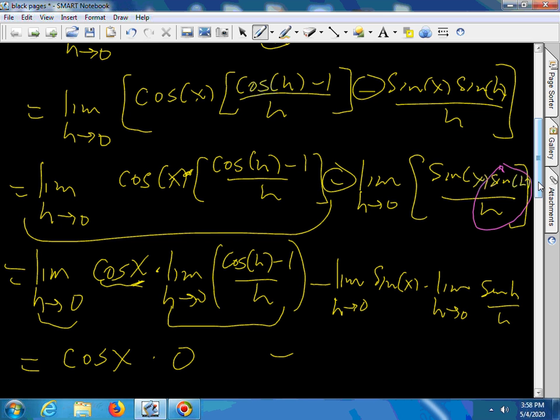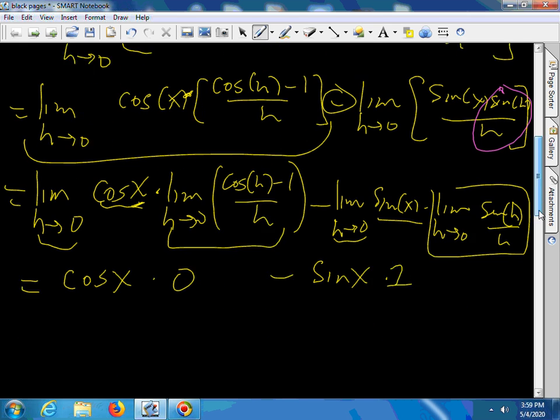Minus the limit of sine x. Sine x has nothing to do with h's. Limit as h goes to 0 of sine x has nothing to do with 0. It's just a constant, times this limit, which we know is 1.